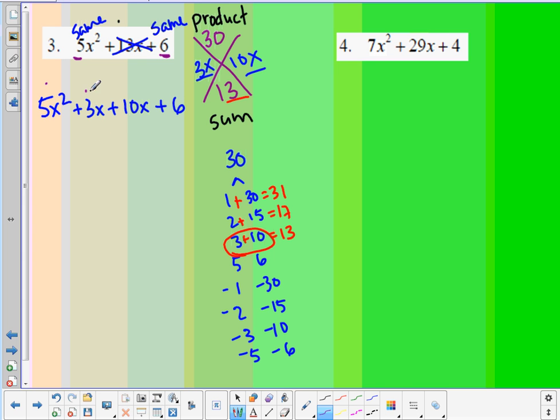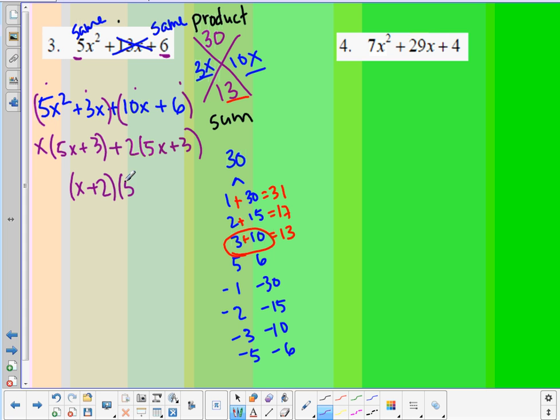Now, 1, 2, 3, 4 terms, factor by grouping, and the rest we know. So from the first group, I can take out an x, and that leaves me with 5x plus 3. From the second group, I can take out a 2, and that leaves me with 5x plus 3. So I have x plus 2 and 5x plus 3. And there's my factored form.